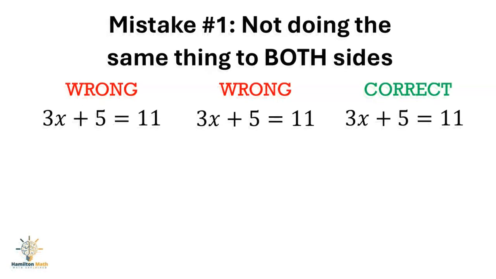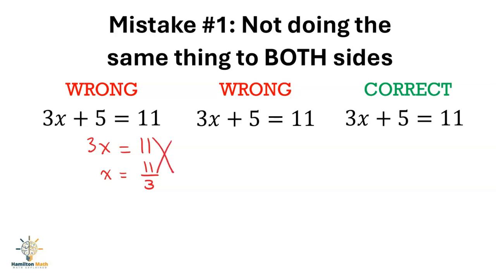So we're going to look at 2 ways that this is done wrong, followed by the correct way to do this. The first way it's done wrong is this. People just go ahead and they drop the 5. So if you just drop the 5, we get 3x equals 11, which gives me x is equal to 11 divided by 3, which is not correct.